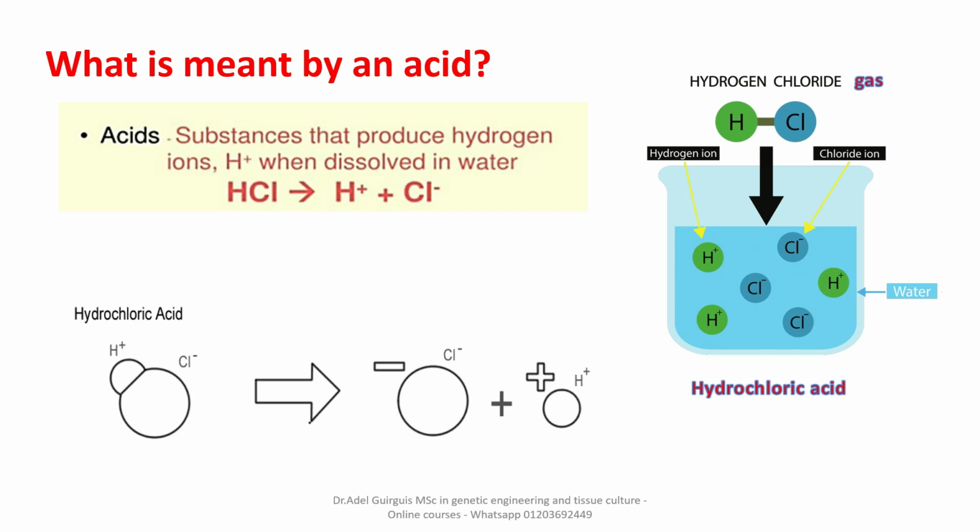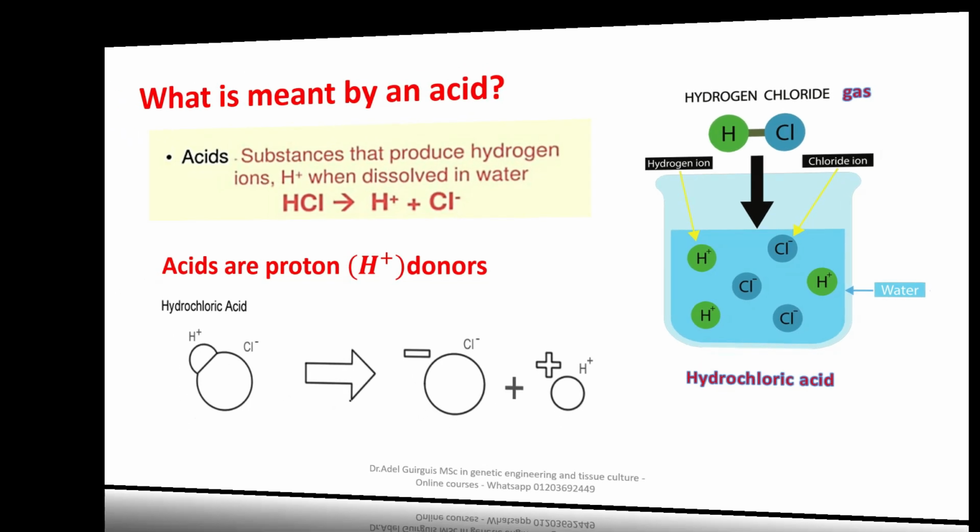So hydrochloric acid is a strong acid. It dissociates completely. It is ionized completely into chloride ions and protons. So we can consider acids as proton donors. Okay? Acids are proton donors.